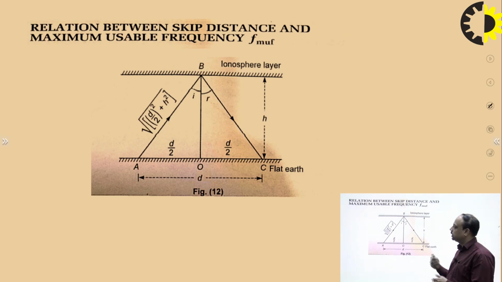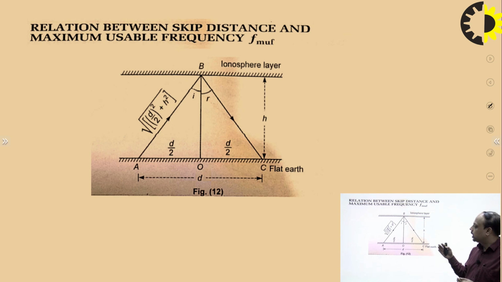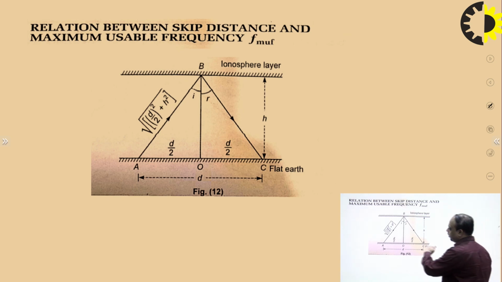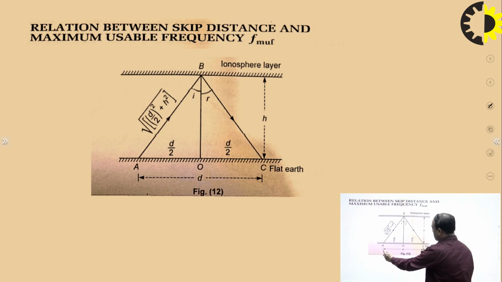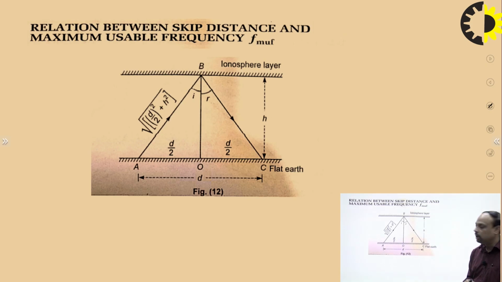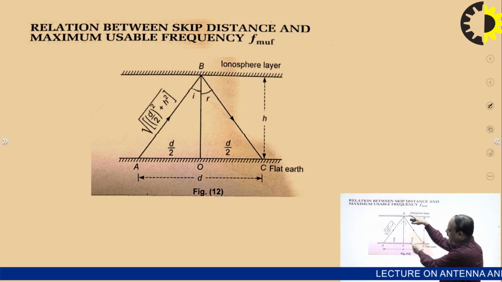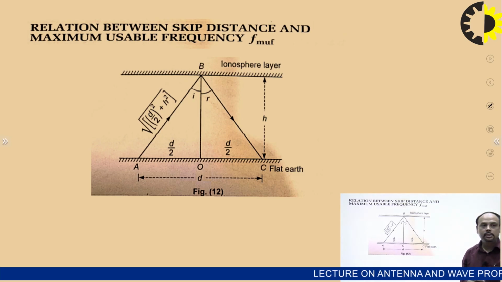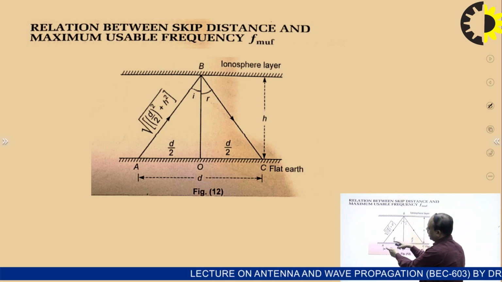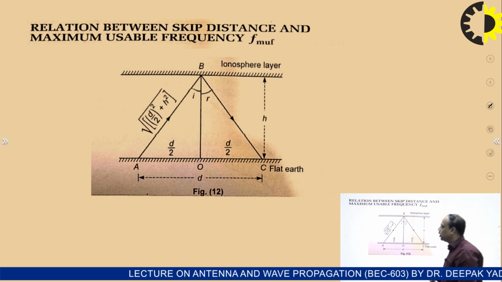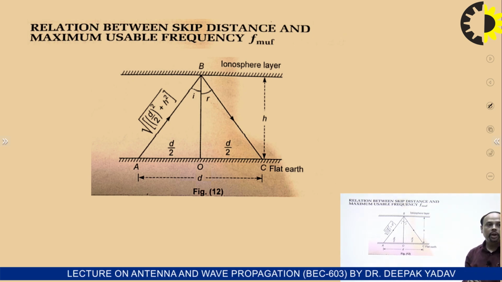With the help of this diagram we can calculate the maximum usable frequency and how it is connected with the escape distance. So if we consider the flat earth scenario, then from A to C is the escape distance, that is represented by D, and this is the layer of the ionosphere by which the wave gets reflected. Let's suppose this is the height of the ionosphere, and the incident angle is I and the reflected angle is R. Then this distance, with the help of Pythagoras theorem, is the square root of (D by 2) whole squared plus H squared.